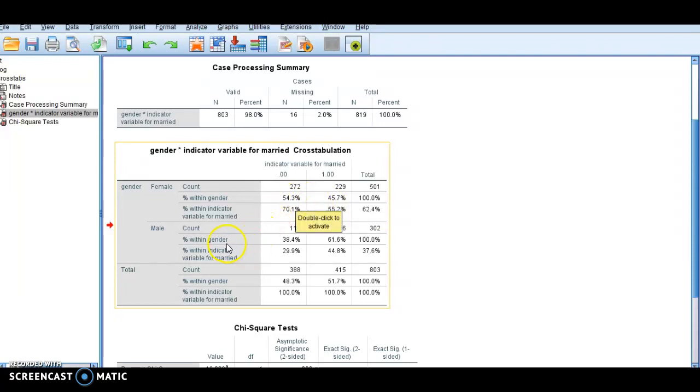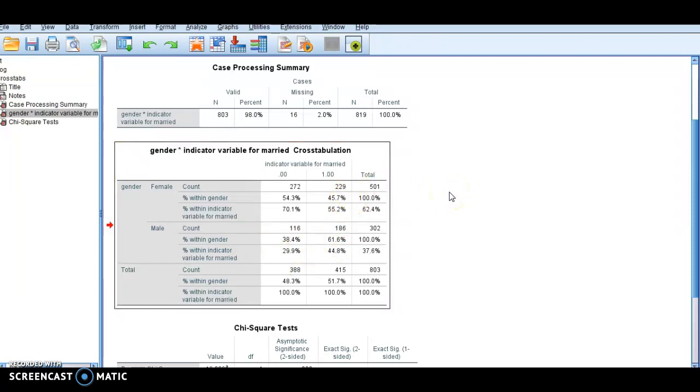And then if I look within gender in the male row, 61.6% were married and 38.4% were not married. So the conclusion then would be that of those who participated in this study, males were more likely to be married than females, again, in this study.